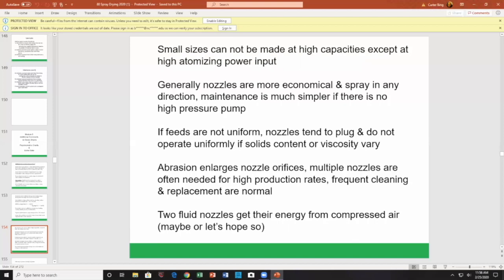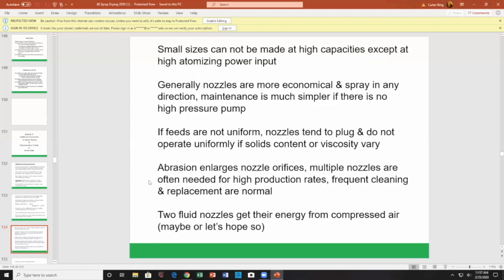Abrasion enlarges orifice. As I said, I was talking to a young lady from France. She had a valve in her line. She had a 300 PSI pressure drop across the valve, and she wanted to know why the valve disappeared after a month. Basically, such high pressure drops had high velocities and high abrasion levels.